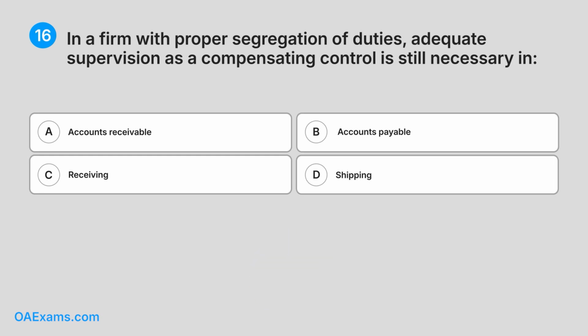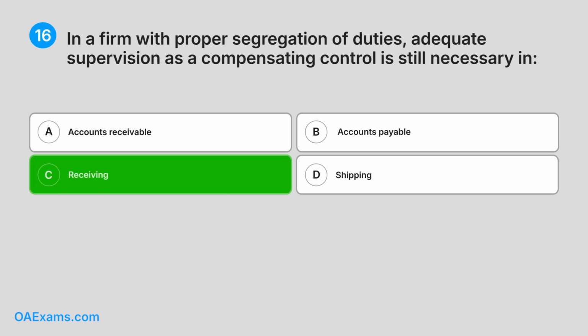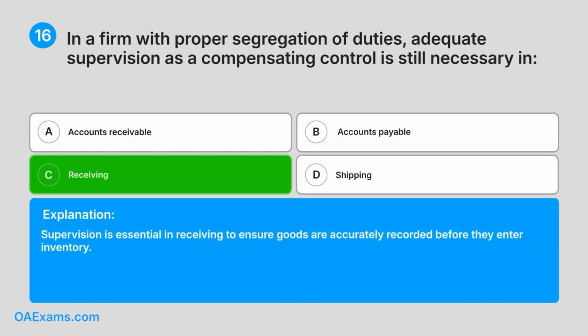Correct answer. C. Receiving. Explanation. Supervision is essential in receiving to ensure goods are accurately recorded before they enter inventory.